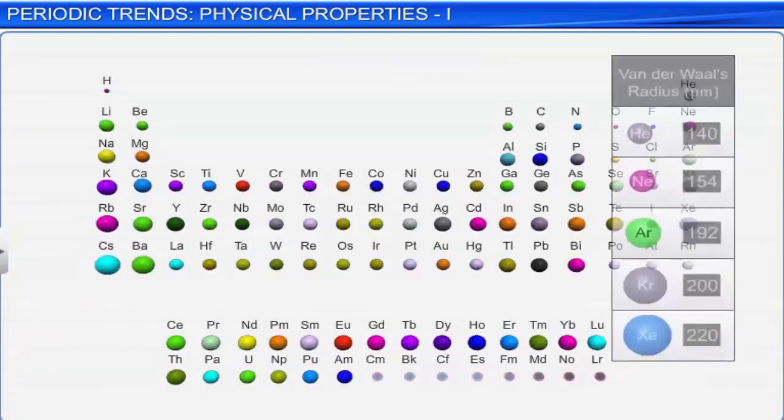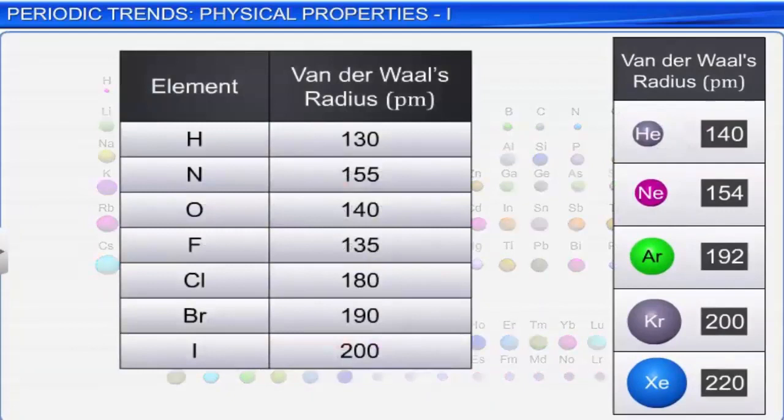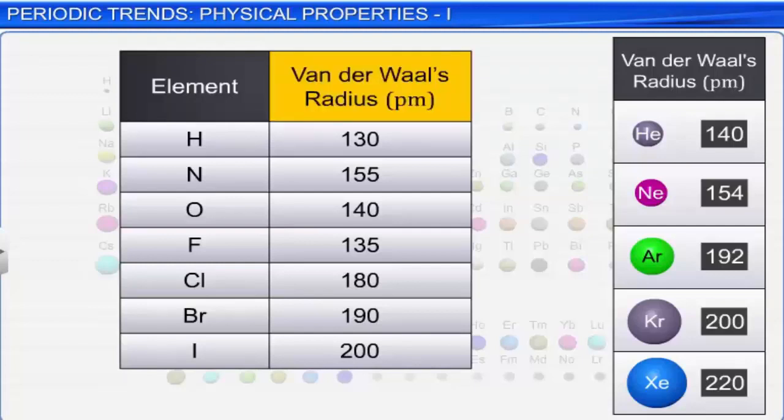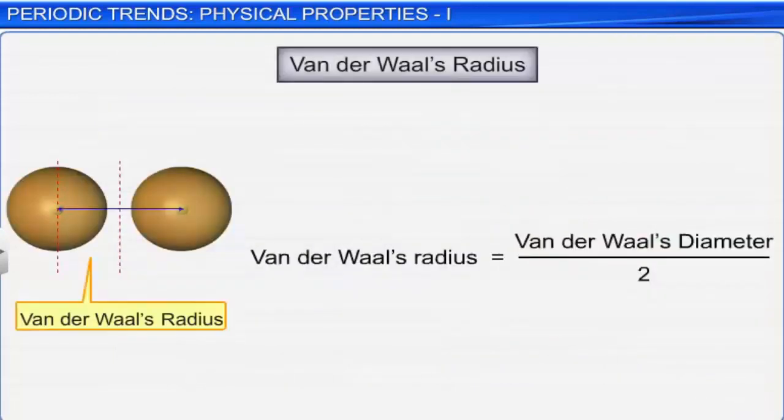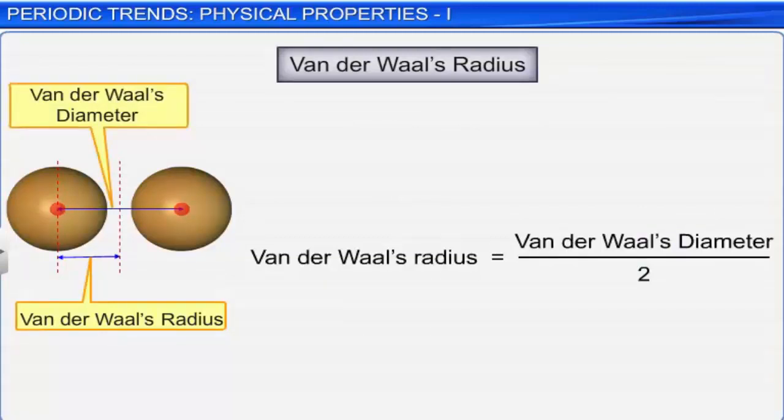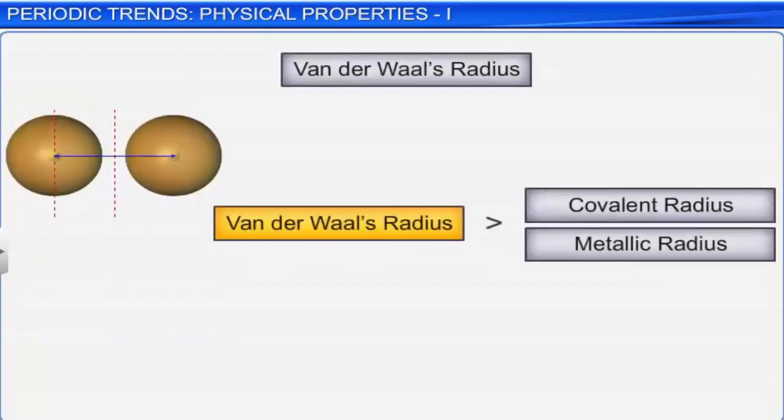Noble gases, being monoatomic, have very large non-bonded radii values. Hence, the radii of noble gases should be compared with the van der Waals radii of other elements rather than the covalent radius. Van der Waals radius is half the internuclear distance between two non-bonded neighboring atoms or two adjacent atoms belonging to two neighboring molecules of an element. Van der Waals radii are usually larger than covalent or metallic radii.